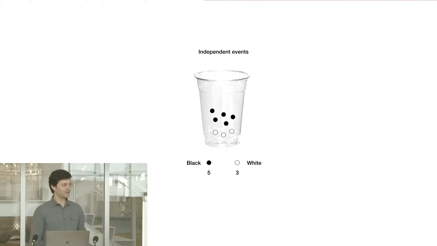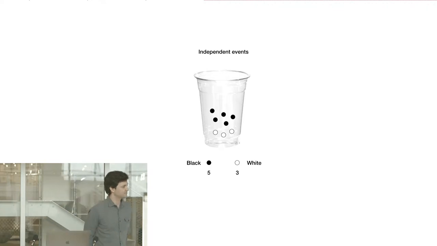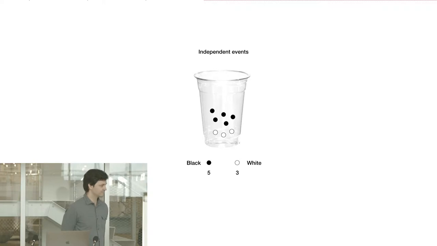So first of all, I would like to review with you a little bit of probability theory, the simplest case possible. So if we have 5 black and 3 white pebbles in a cup, what would be the probability of, for example, drawing a black one? And what would be the probability of drawing a white one? How would you think about this? Can someone dare to try? 5 to 8 or 3 to 8? Yeah. Because there are 8 possibilities and 5 of them are black or 3 of them are white.